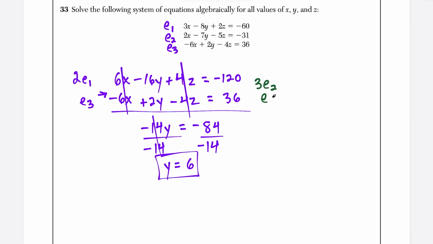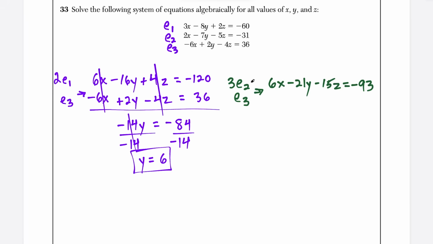So I'll just make that a little bit neater. So equation 3, we're going to leave it alone. So 3 times this one, I have 3 times 2x is 6x. 3 times negative 7y is negative 21y. And then 3 times negative 5z is going to give us negative 15z. And this, I'll just clean this up, is equal to, if I multiply this by 3, I get negative 93.